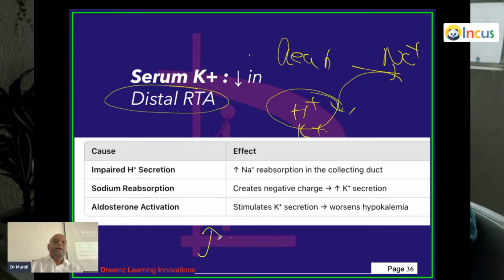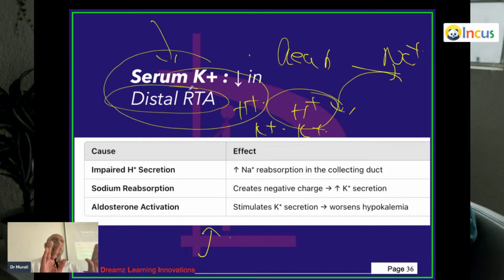Okay. So there is hypokalemia in distal RTA because H plus is co-secreted with what? Potassium. Then that should lead to hyperkalemia, right? Somewhere there is a problem in this, we'll come back. But remember, there is hypokalemia.